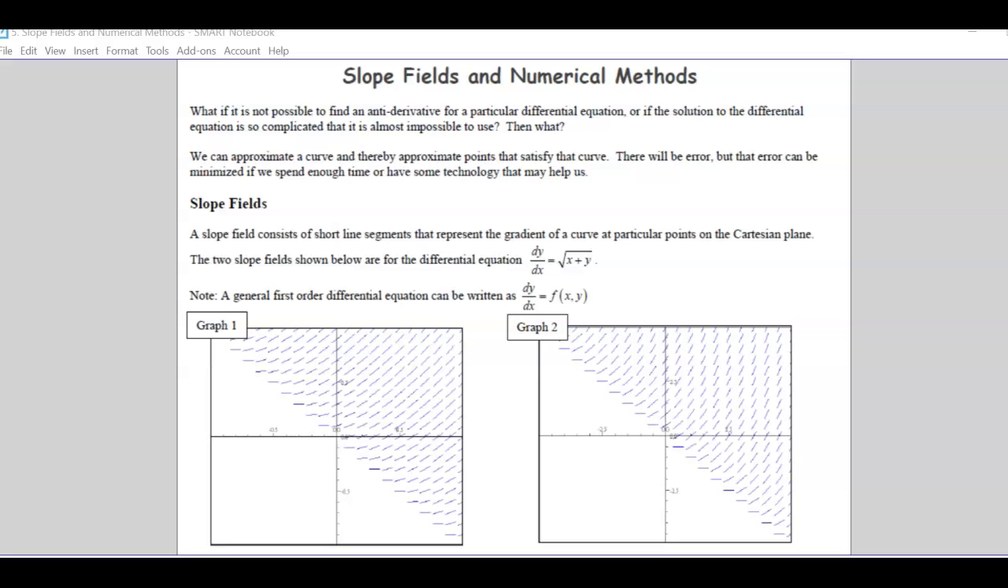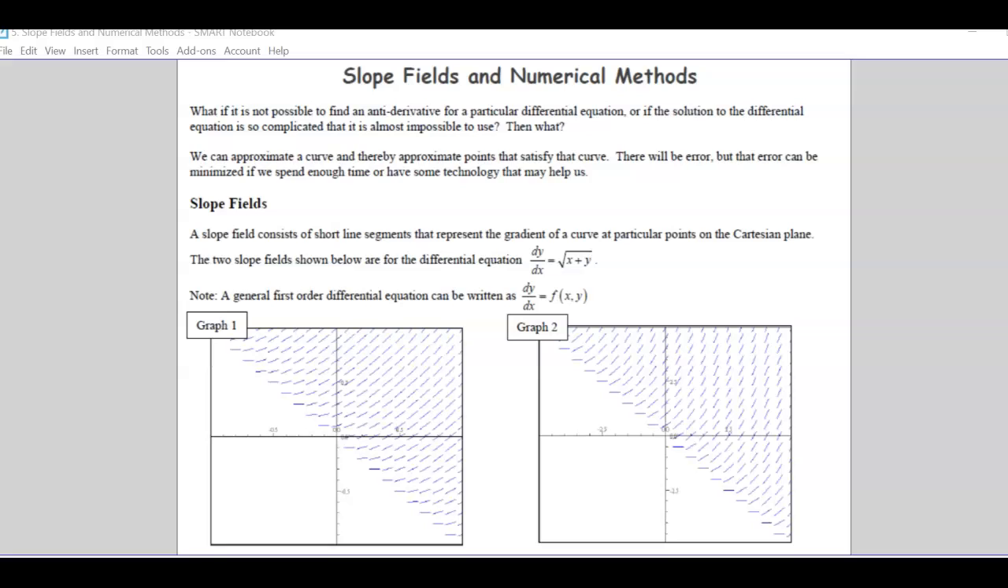Slope fields and numerical methods. So sometimes you get a differential equation that you don't know how to solve algebraically. So that's really what we're looking at today. Okay, so what do you want to think about what a differential equation means?